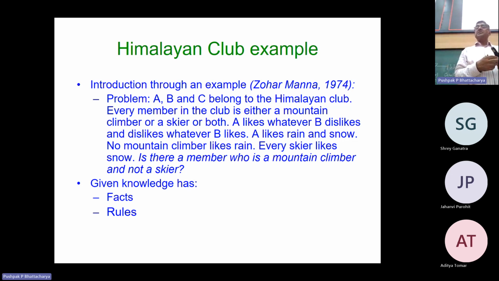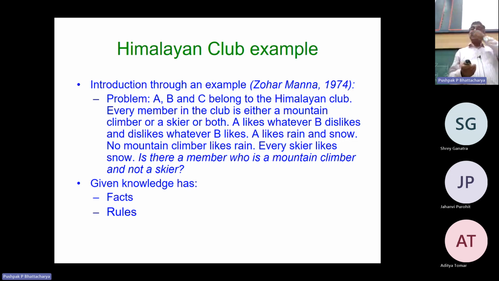A likes rain and snow. No mountain climber likes rain. Every skier likes snow. Is there a member who is a mountain climber and not a skier? Is there a member in the club who is a mountain climber and not a skier? These are the facts and observations given to me.